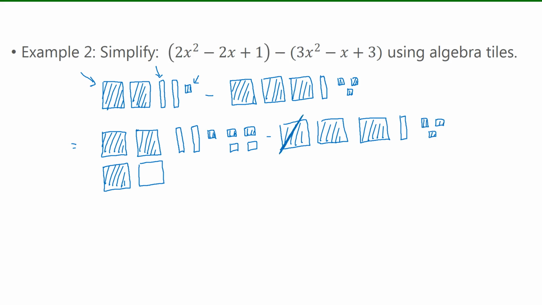So let's cross off an x squared, another x squared, and another x squared. We can cross off negative x, and we can cross off our 3 positives. So now, write down what we have left. We have a negative x squared, a negative x, and 2 negatives, which we write as negative x squared minus x minus 2.